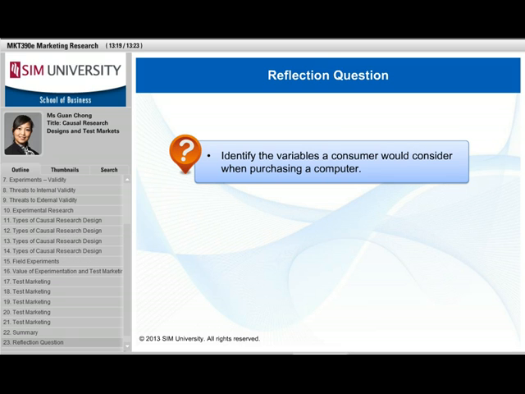Reflection question. Identify the variables a consumer will consider when purchasing a computer.